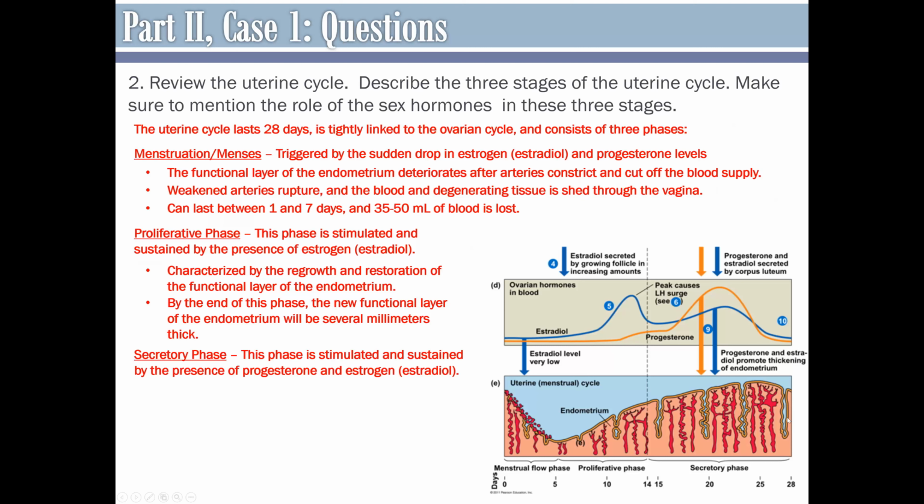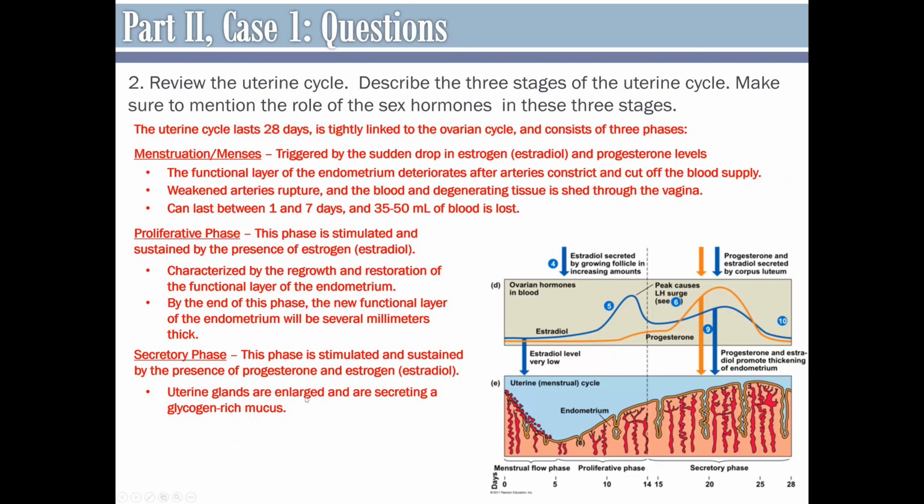And then we have the secretory phase, which is going to be the last 14 days. And this phase is stimulated and sustained by the presence of progesterone and estrogen, specifically estradiol. So during this phase, this correlates with the luteal phase of the ovarian cycle. So you have rising levels of progesterone. You still have estrogens around, although not as high as you had during the proliferative phase, but your high progesterone combined with the lower levels of estrogen promote the secretory phase.